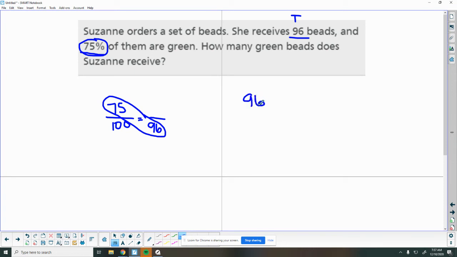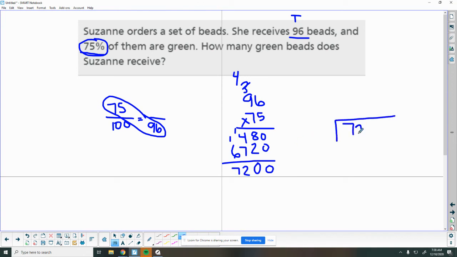So I'm going to put 96 on top just because I like to multiply by 5s a little better on the bottom. So 5 times 6 is 30. 5 times 9 is 45, plus 3 more is 48. Here's my placeholder. 7 times 6 is 42. 7 times 9 is 63, plus 4 more is 67. So we're going to add these up, carry that 1 up there. So here's 5 plus 7 is 12, and 7. So 7,200. And we're going to divide that by 100.